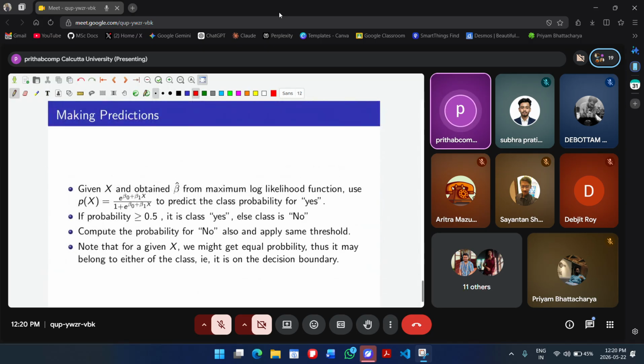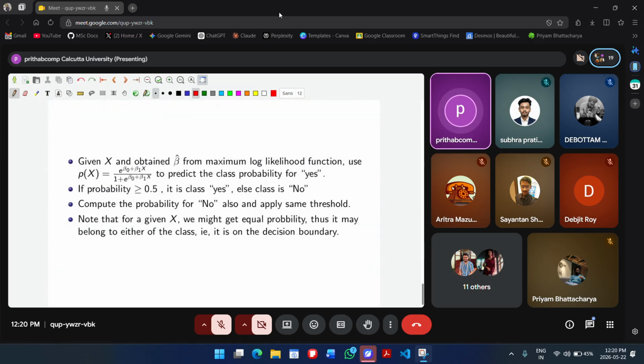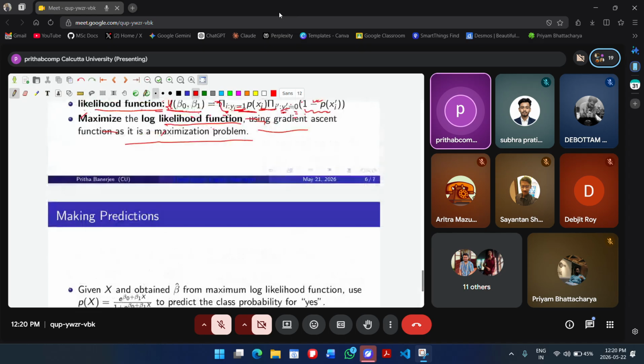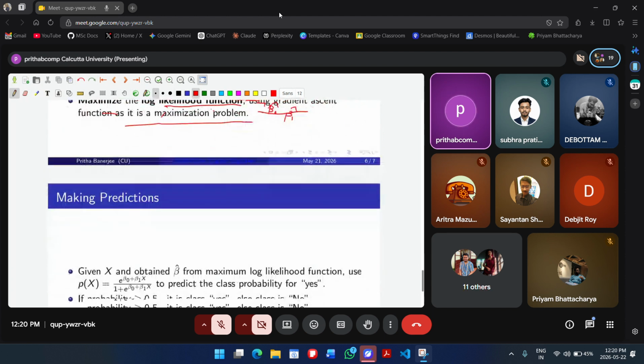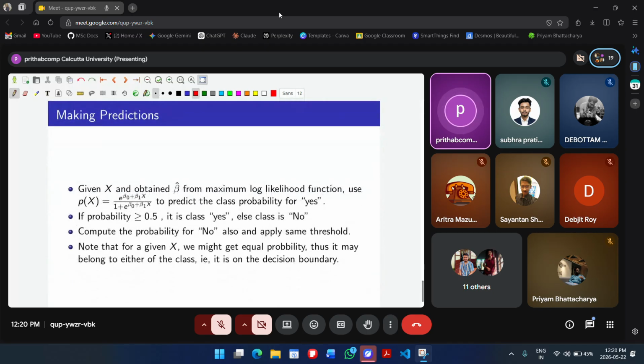So after that, what we need is making the predictions. As I said, if you solve this likelihood function, from supplying these p of x values and 1 minus p of x values and things like that, ultimately you will be getting the values of beta 0 and beta 1. So that means you can now substitute it in for a given x.